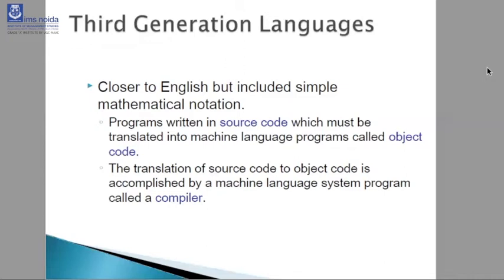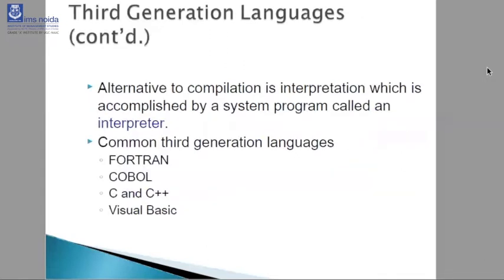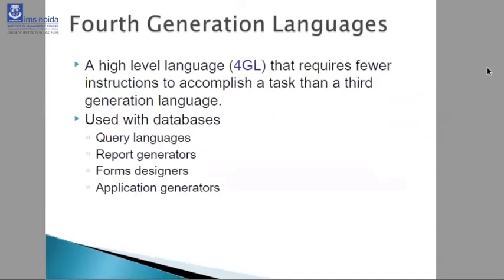The translation of source code to object code is accomplished by a machine language system program called a compiler. The compiler translates the high-level language into machine language. An alternative to accomplish this is interpretation. There are many third-generation languages like Fortran, COBOL, C, C++, and Visual Basic.